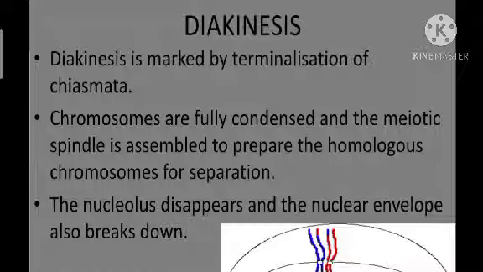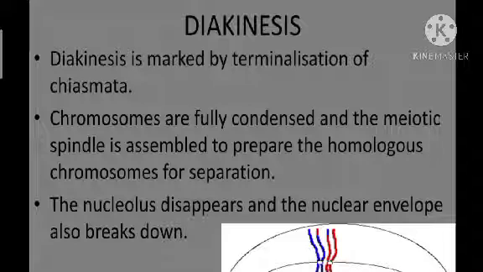Diakinesis is the last stage in prophase I. It is marked by the terminalization of chiasmata. So chiasmata is the X-shaped structure formed as a result of crossing over of non-sister chromatids, isn't it? So that will come to an end. Towards the end, the chiasmata will be moving to the ends, that is, terminalization of chiasmata occurs.